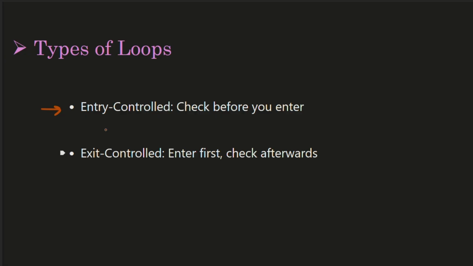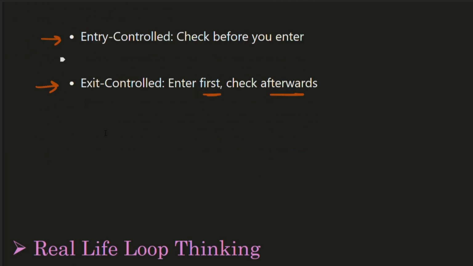2. Exit-controlled loop, like do while. This is when the loop runs at least once, and then checks the condition afterward. It's like checking your ticket before entering a cinema versus getting in first and then showing the ticket.